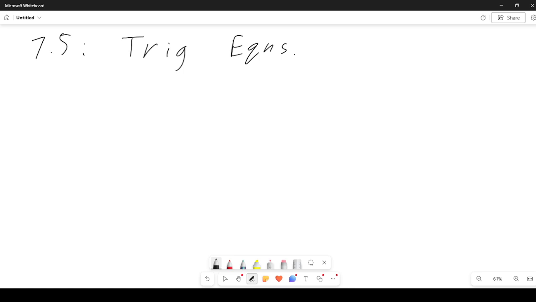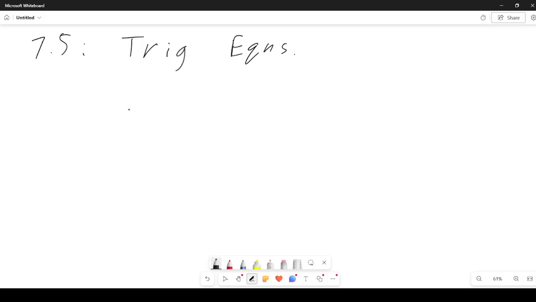All right, folks, we're going to talk about some more types of trigonometric equations. These are all listed in the slides in section 7.5. I'm not going to display the slides. I'm just going to do them here on my whiteboard. So we're basically going to do a few little techniques to work through some of these equations.